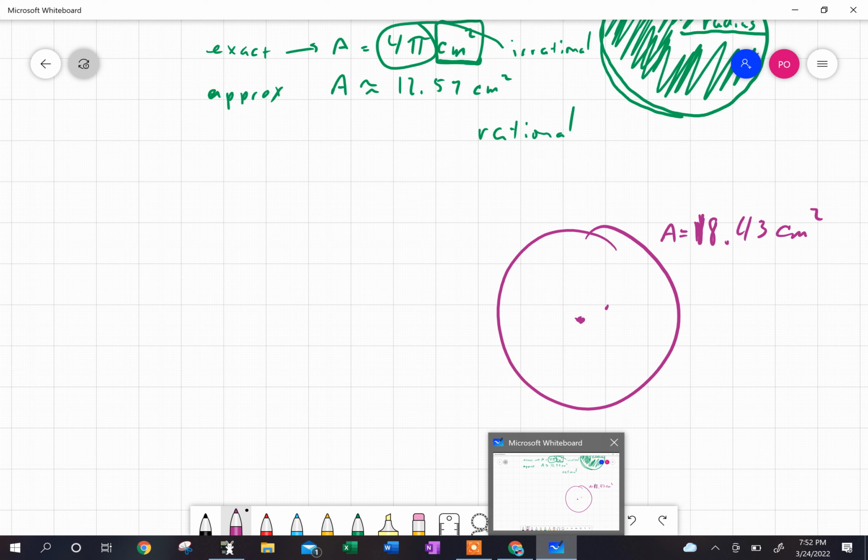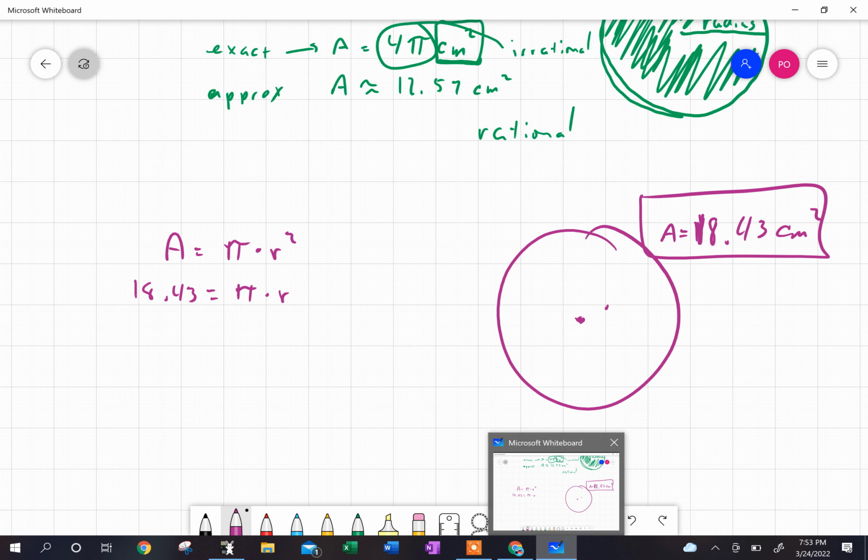Well, what I would do is A equals pi r squared. Once again, I already know what the area is, so I'm just going to write down 18.43 equals pi times r squared. Our goal is to find the radius. That's what I'm trying to do. So I want to get r by itself, so I'm going to divide both sides by pi.